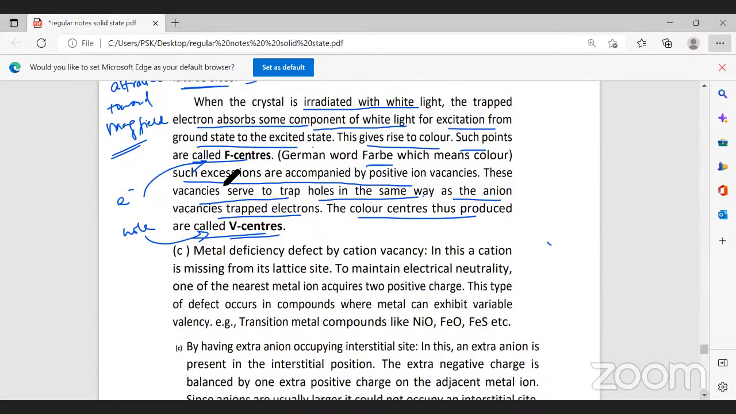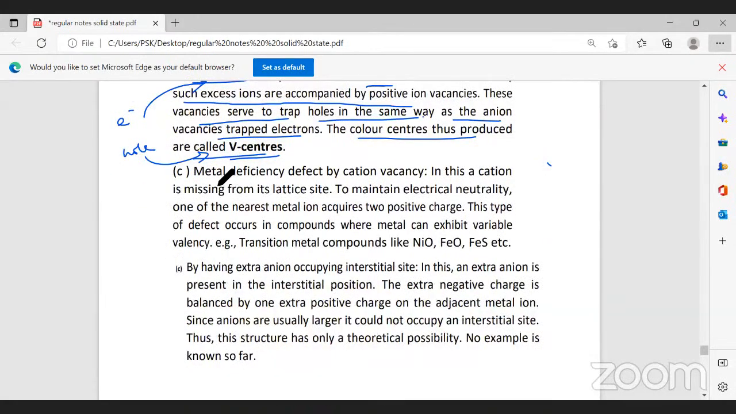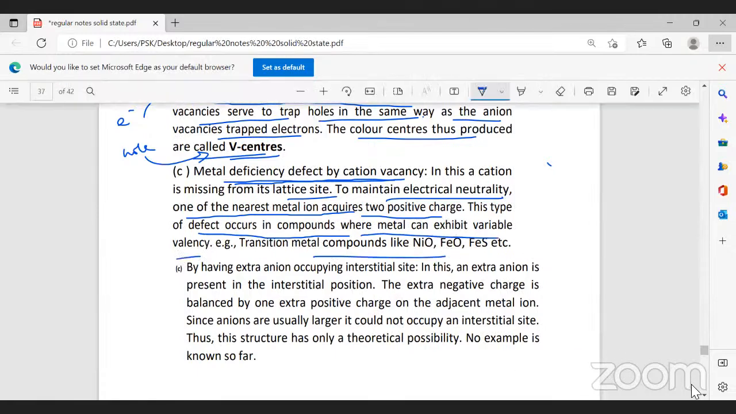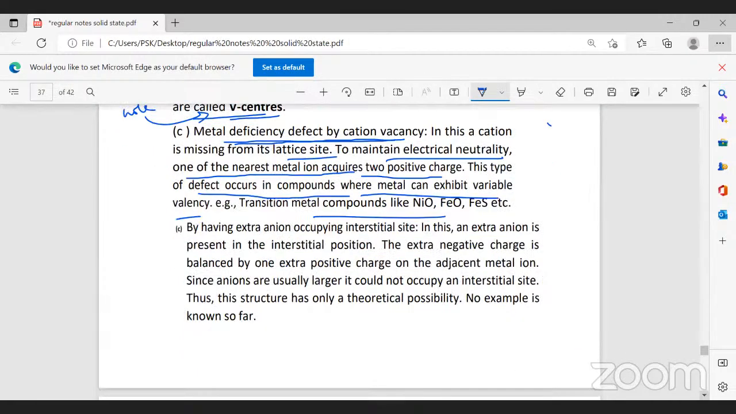Metal deficiency defect by cation vacancy. In this, a cation is missing from its lattice site. To maintain electrical neutrality, one of the nearest metal ions acquires two positive charge. This type of defect occurs in compounds with metals which can exhibit variable valencies, like transition metals, nickel oxide, iron oxide, etc. See, D block elements will show different valencies.